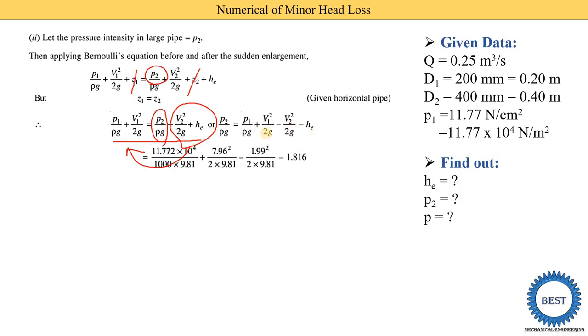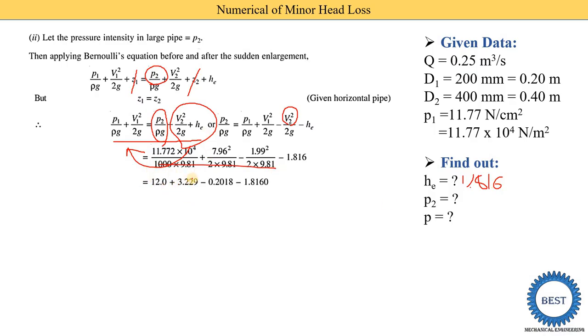Now we put in the value of P1. P1 is 11.77 into 10 raised to minus 4 divided by rho g. Rho is 1000, g is 9.81, plus V1 square upon 2g, where V1 is 7.96 square divided by 2 into 9.81, minus V2 square upon 2g, where V2 is 1.99 square divided by 2 into 9.81, minus He. He we already calculated, and the answer of He is 1.816.